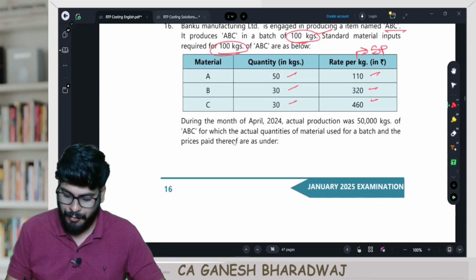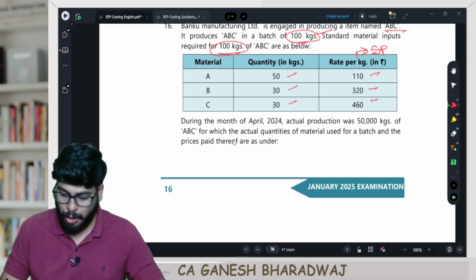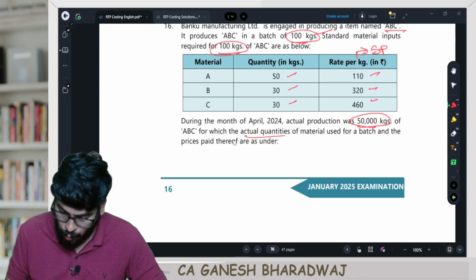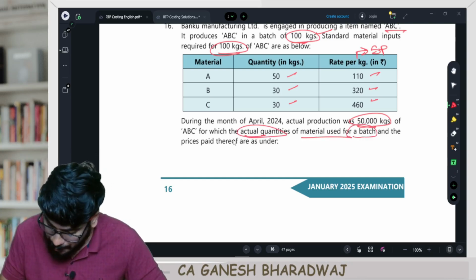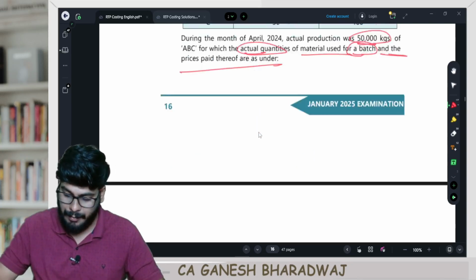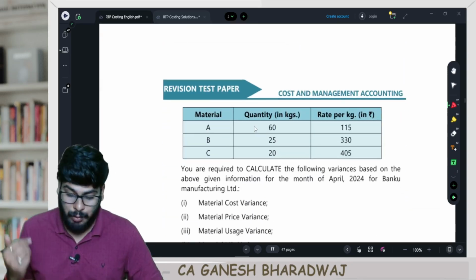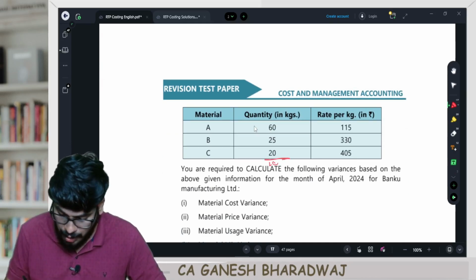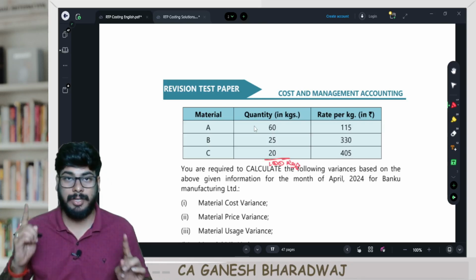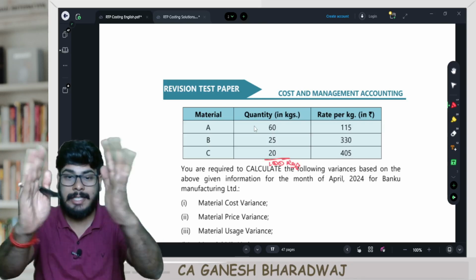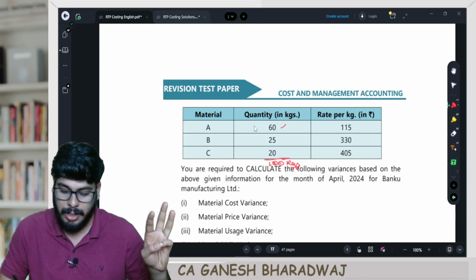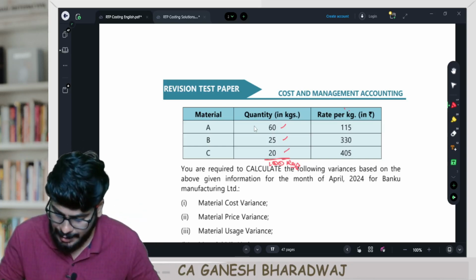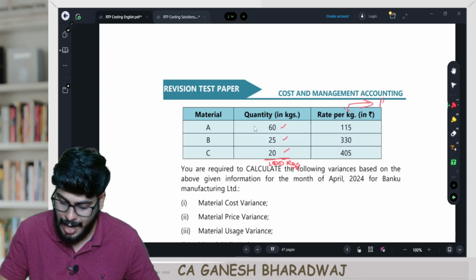During the month of April 2024, the actual production was 50,000 kgs of ABC, for which the actual quantities of material used for a batch and the prices paid thereof are given below. So what have they given? The actual quantity consumed for A, B and C for an output of 100 kgs is what is given. Are you clear with this? So they have given per batch of 100 kgs of ABC, they have actually consumed 60 kgs of A, 25 kgs of B and 20 kgs of C. Are you clear with this? And then the rate per kgs, the actual price is also given.